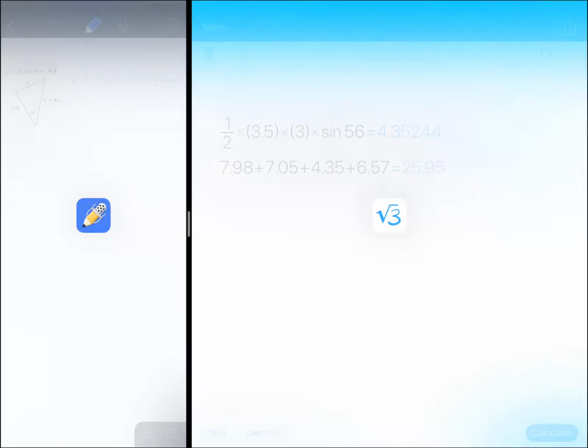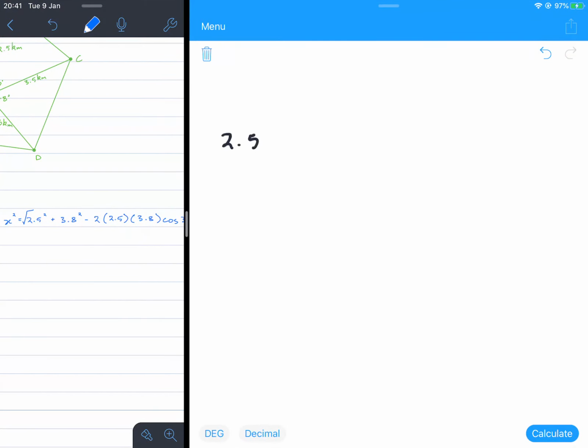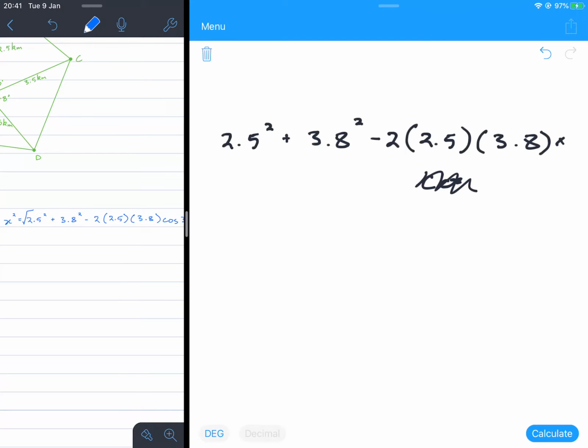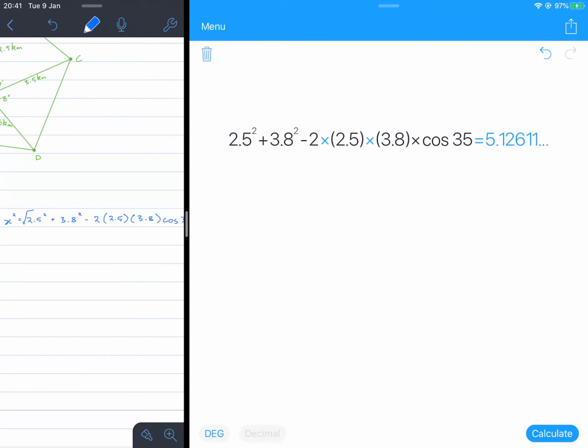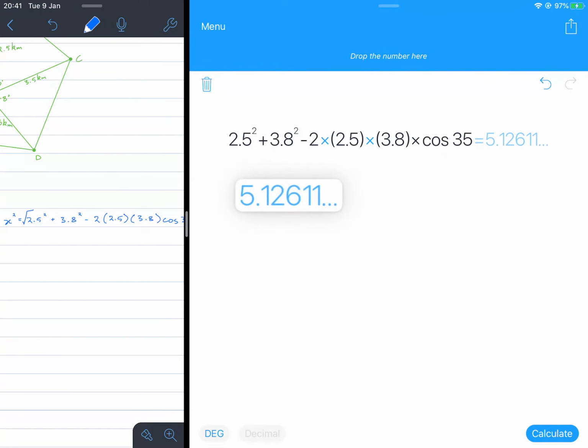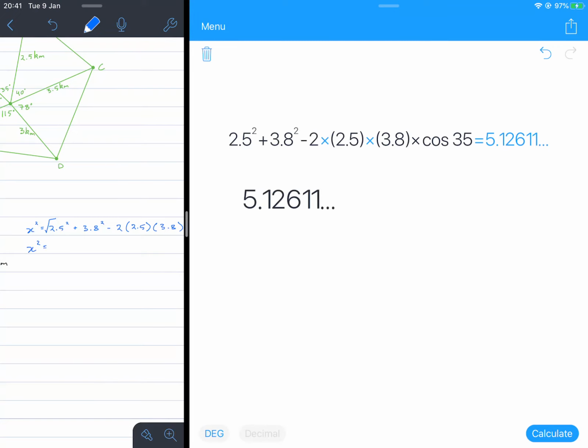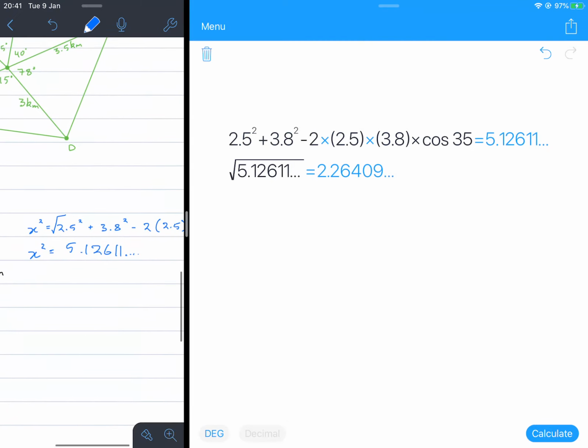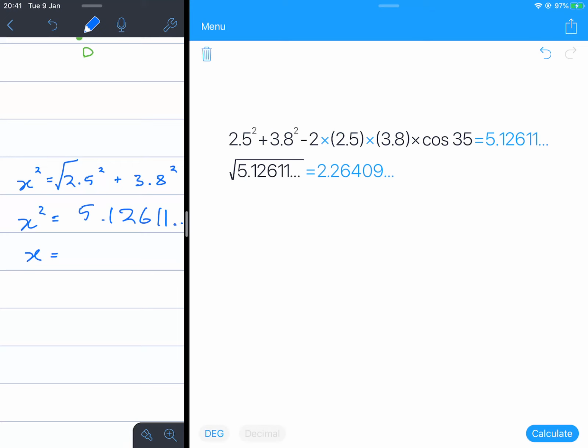Using my calculator, I'm just going to write it out here. This will give me 2.5 squared plus 3.8 squared minus 2 times 2.5 times 3.8 times cos of 35 degrees. Everything inputted correctly, and now I'm going to take my answer. So x squared equals 5.12611. Taking the square root of that gives me 2.26. So x by itself is 2.26 kilometers.